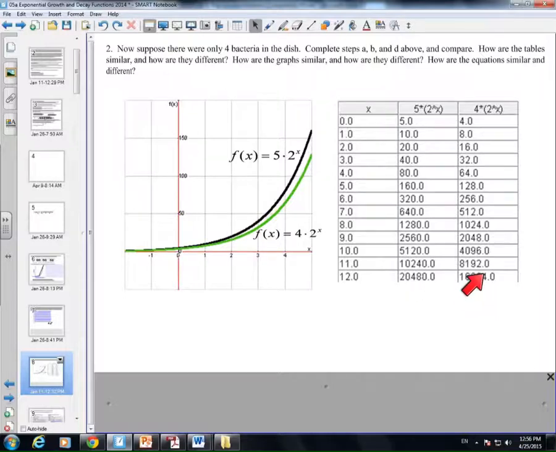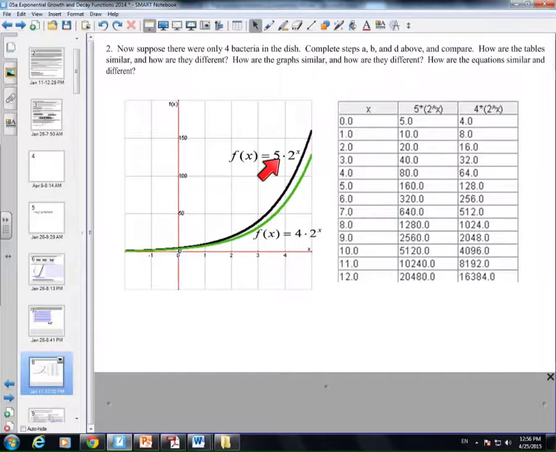Now that's both very significant because we started at a small number and ended up in the tens of thousands. But we can see that if you start at a lower number, we're going to have a slightly lower increase in the number of bacteria, as evidenced by this graph. This graph shows just over an hour's worth of growth, and they start off very similar, and then there's a slight separation. But what I remember about transformations is these are both vertical stretches of y equals 2 to the x. So this one is stretched by a factor of 4, and this one is stretched by a factor of 5.